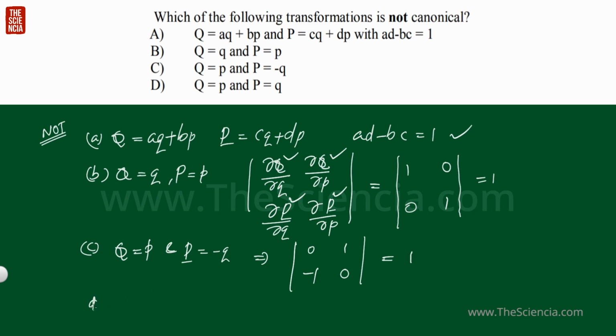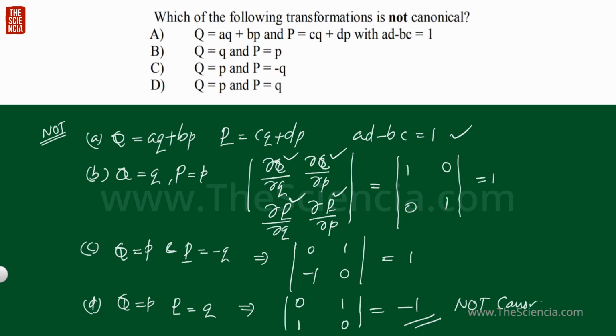Now option D, that is Q equal to small p and the capital P equal to Q. So what we get? Dou Q by dou Q is 0. Dou Q by dou P is 1. And dou P by dou Q is 1. Dou P by dou P is 0. That is equal to minus 1. So this one is not canonical transformation. So option D is the not canonical transformation.